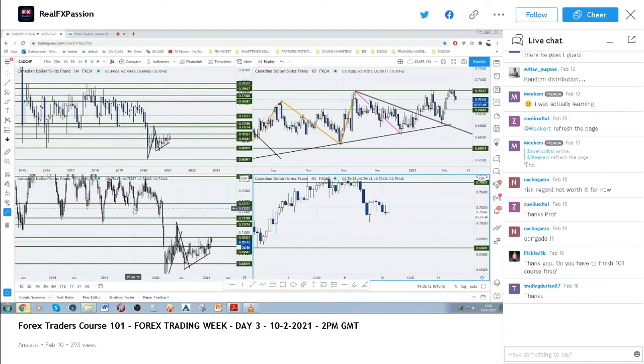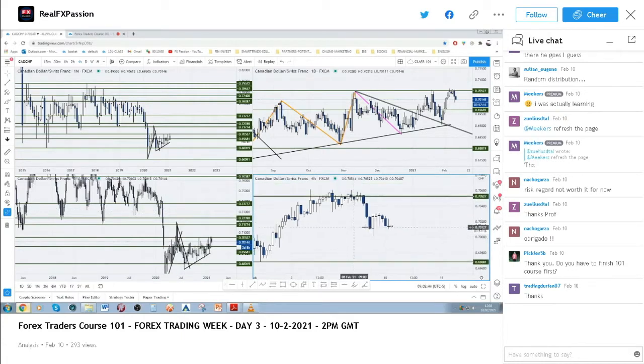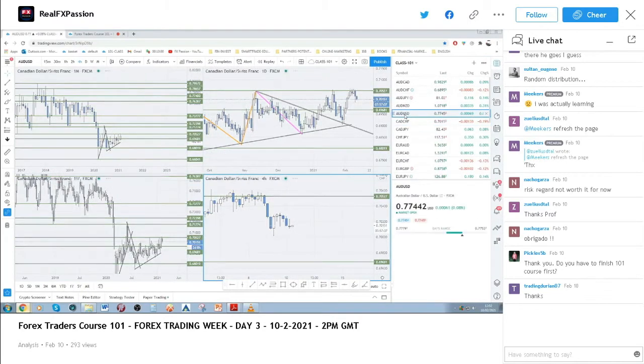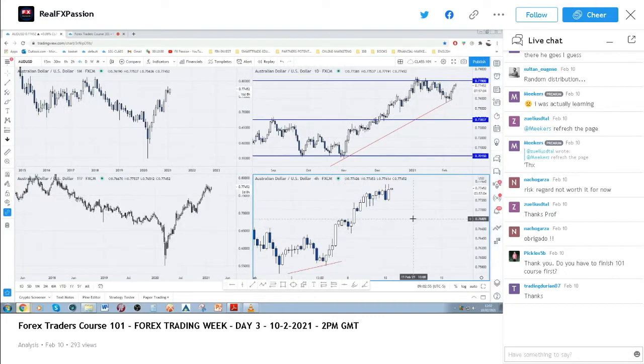Let's go to the live charts, everybody. So we are in the Forex Traders Course 101, Forex Trading Week, Day 3. Everybody, please type in the chat a currency pair and the time frame that you want to check. Okay, and then type in your idea, like long, buy, short. Remember, first come, first served, right? Then it says AUD, 4-hour chart, short. Great. AUD USD, 4-hour chart, short the market.